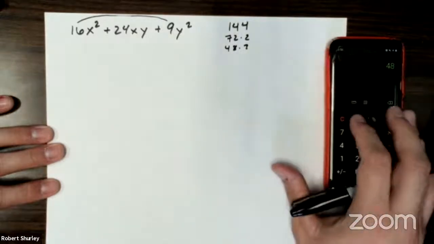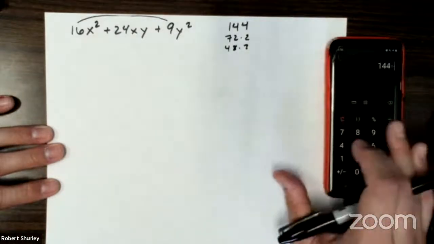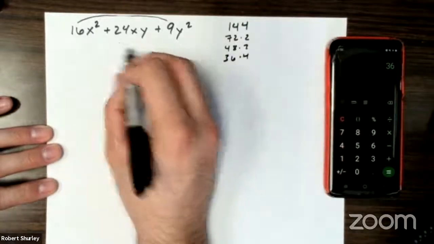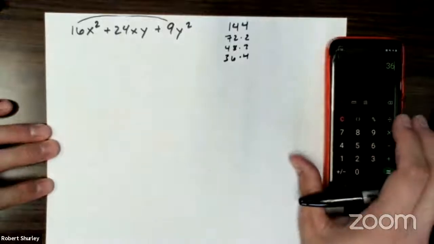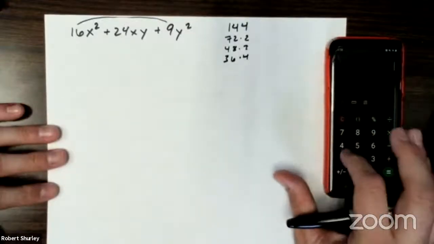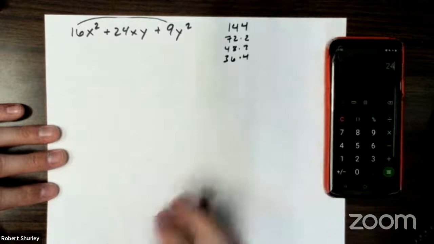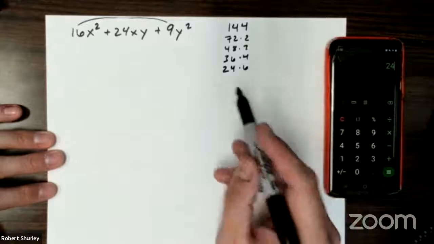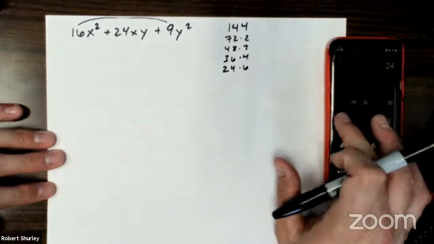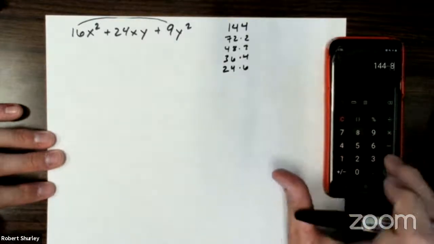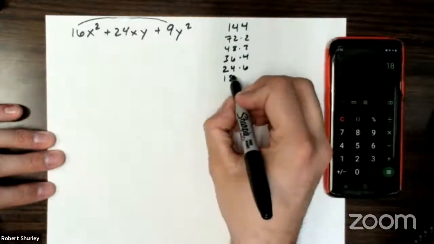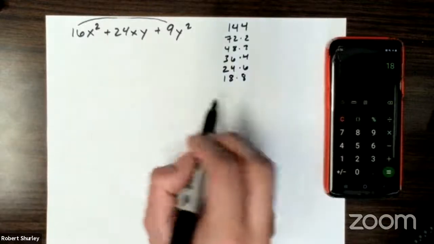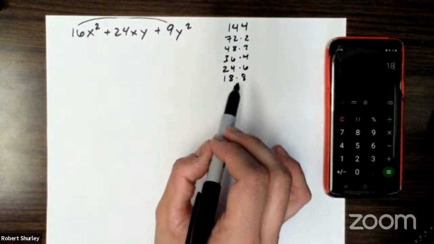48 times 3. Man, I think this is also divisible by 4. 36 times 4. Still, we're not low enough, right? That adds up to 40. Not divisible by 5. Let's see if it's divisible by 6. Yeah, 24. We're getting closer, right? I don't think it's divisible by 7. What about 8? 144 divided by 8 is 18. Nope, that adds up to 26, not 24.